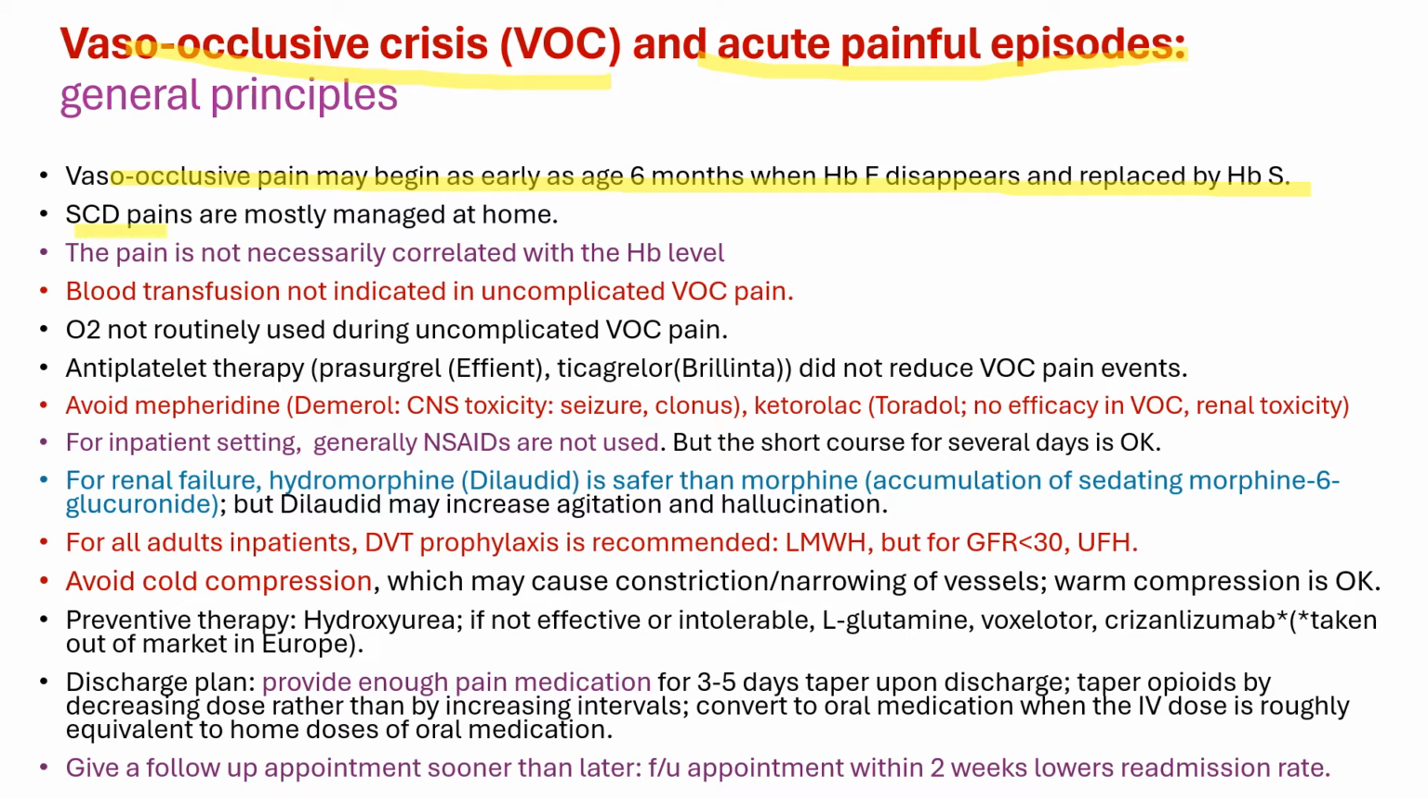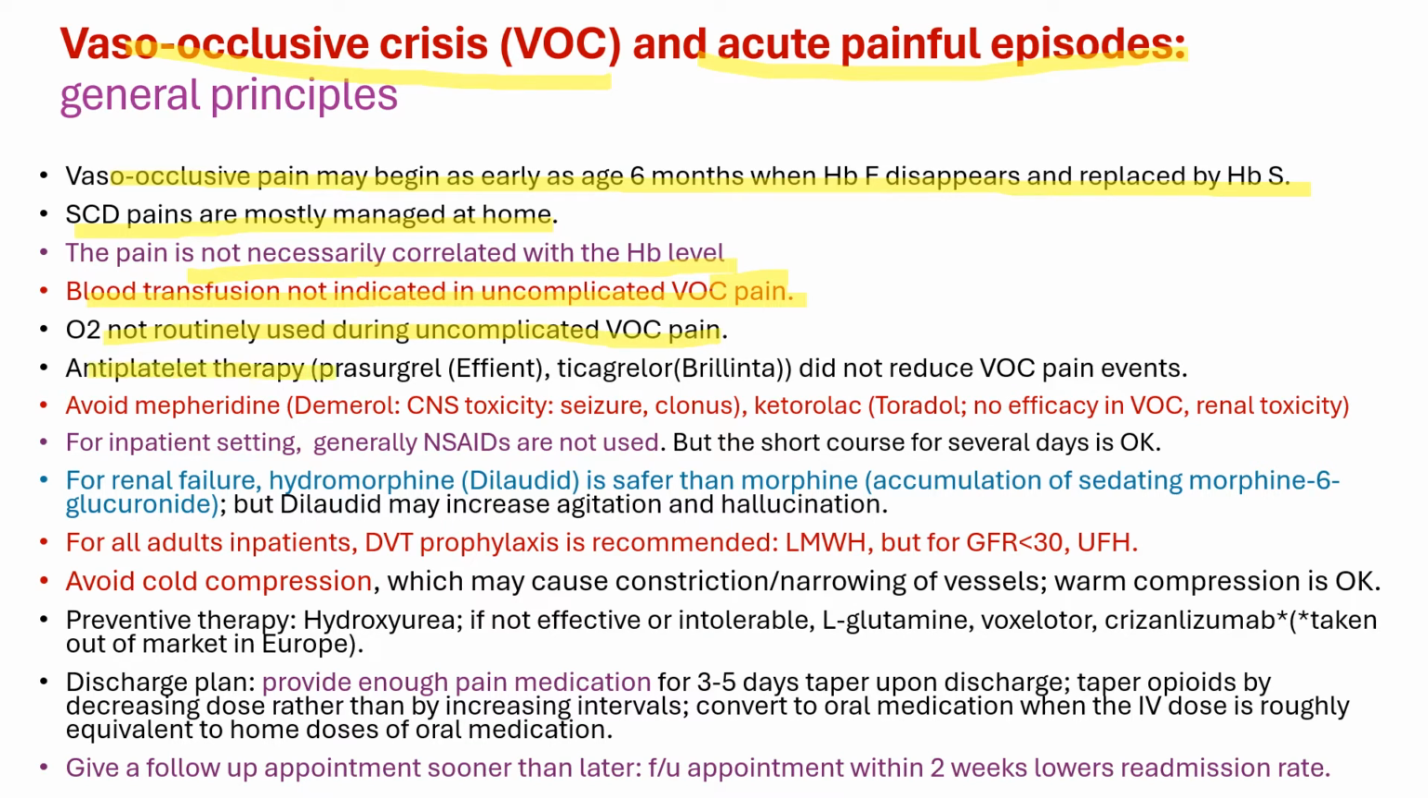Sickle cell disease pain is mostly managed at home, and the pain is not necessarily correlated with the hemoglobin levels. And blood transfusion is not indicated in uncomplicated vaso-occlusive crisis pain. Please remember, oxygen is not routinely used during uncomplicated pain.